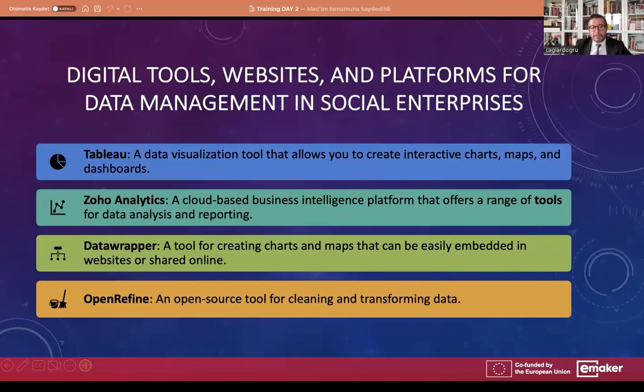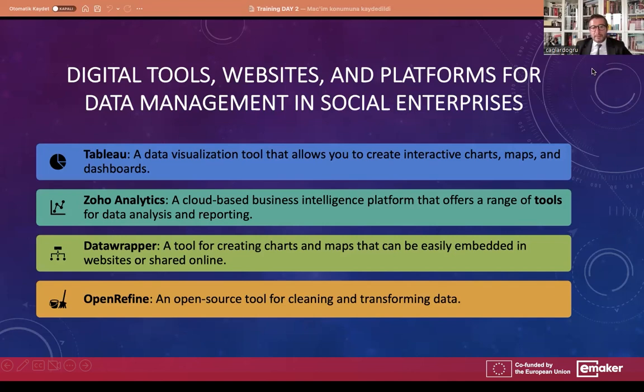In another group, we can mention Tableau, a data visualization tool that allows us to create interactive charts, maps, and dashboards. If we need some creative charts, and also if we need them to be interactive, we can use this program. We may note that.